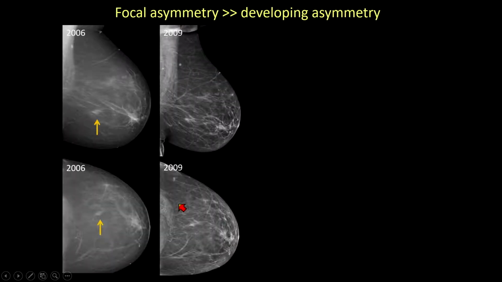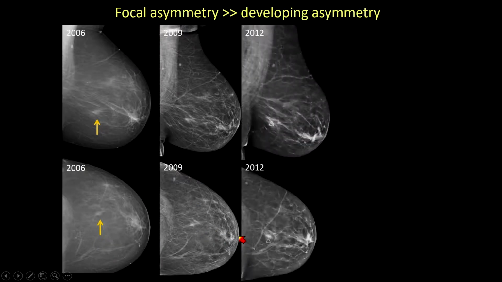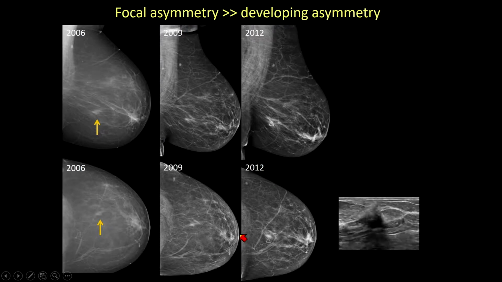Sometimes a focal asymmetry turns into a developing asymmetry. This patient has a stable focal asymmetry for many years here in her inferior central breast. I've shown you 2009, but in 2012, it starts to get larger and becomes palpable. And on evaluation, she has an ultrasound correlate. This was an invasive lobular cancer that arose in this island of fibroglandular tissue.